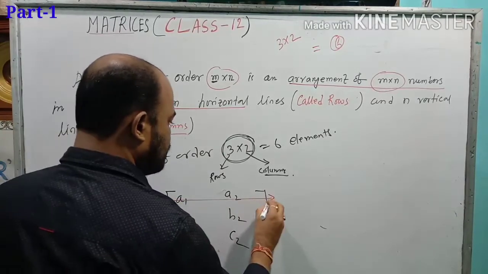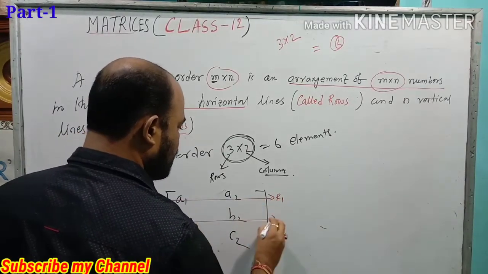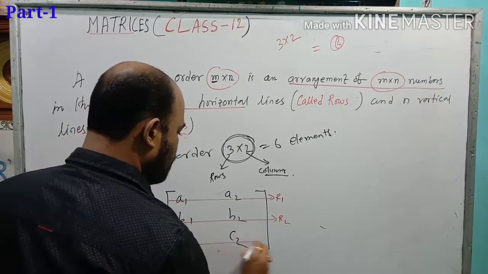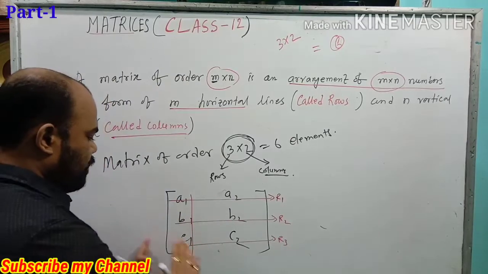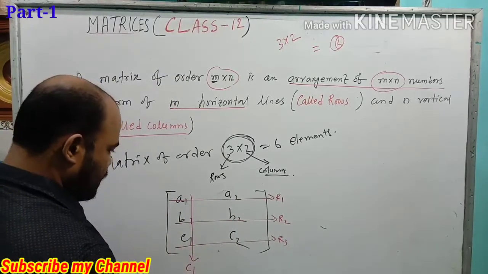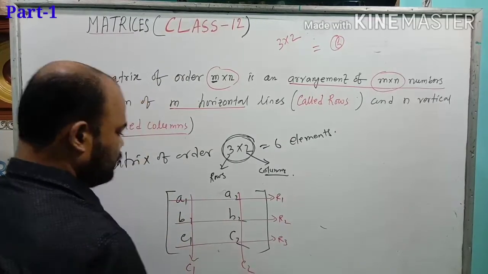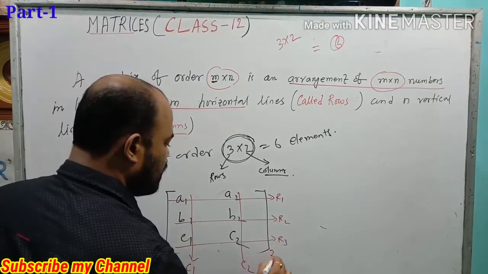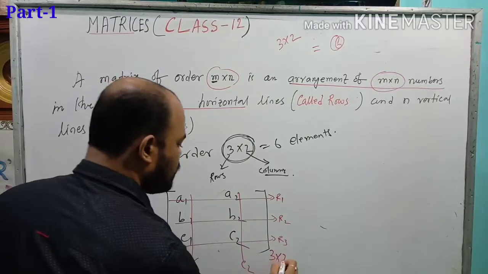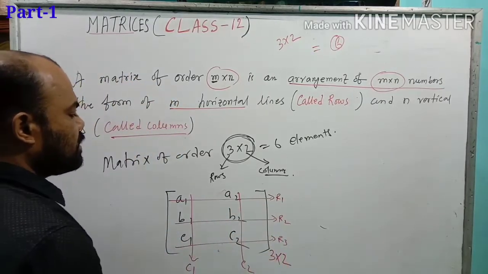This one, first row denoted by R1, second row, third row. Then the counting of columns will be from left side to right side. This is first column, this is second column. As there are 3 rows and 2 columns, this is the order of the matrix, 3 by 2.